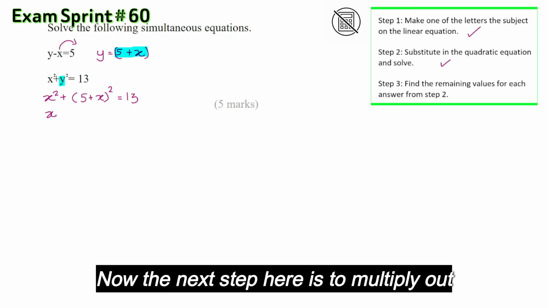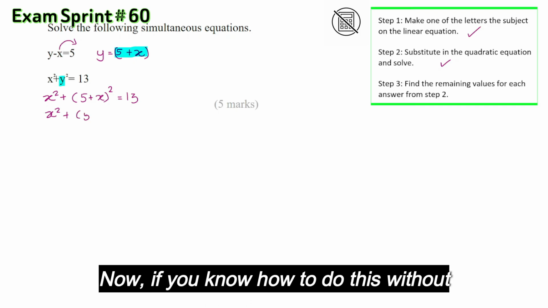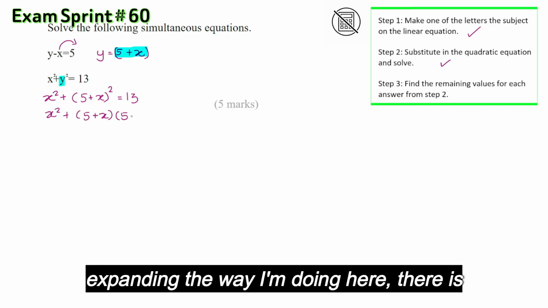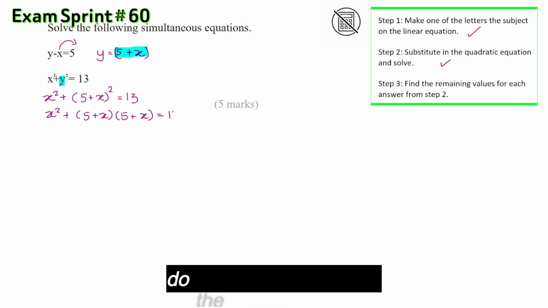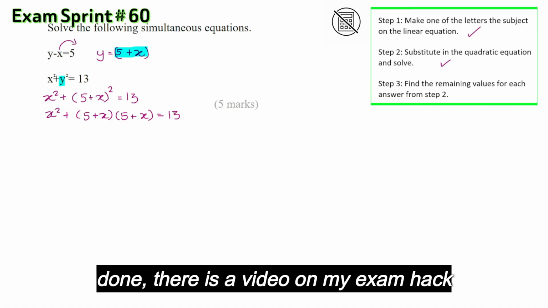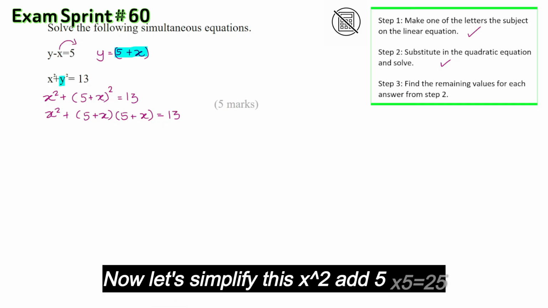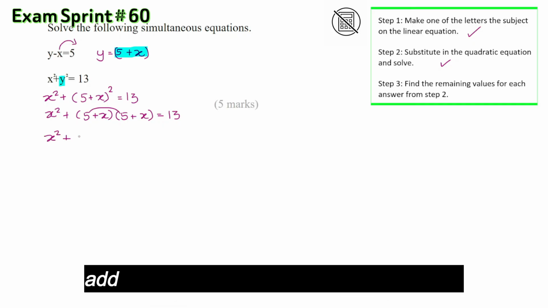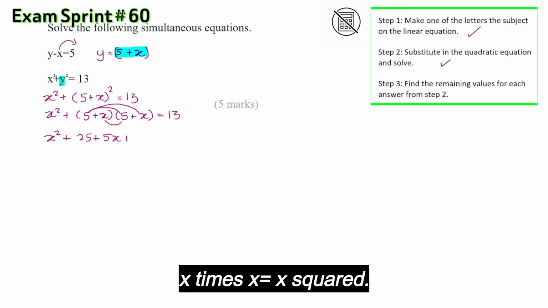Now, the next step here is to multiply out the brackets. Now, if you know how to do this without expanding the way I'm doing here, there is a shorter method. You can use that, but I'll do the normal way here. If you are interested to know how that is done, there is a video on my exam hack series. I'll put the link on the screen. Now, let's simplify this. X squared, add 5 times 5, 25, add 5 times x, 5x, x times 5, 5x, again, x times x, x squared.